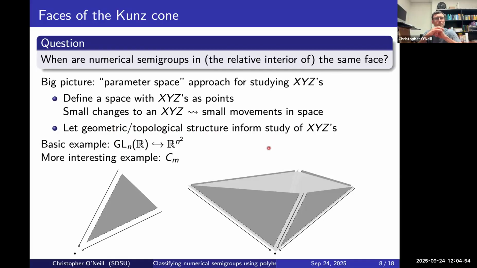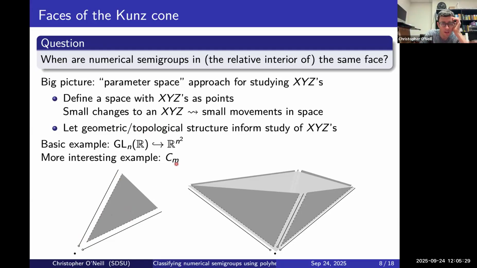Now, what's strictly more interesting, in my unbiased opinion, than real invertible matrices, is numerical semigroups. And so what can we use as a parameter space? Well, we have this family of cones we just saw, where each numerical semigroup whose smallest generator is m corresponds to a point somewhere inside of that cone. All right, what's the geometric structure? Well, if we look at the face structure, this is effectively partitioning all of the numerical semigroups whose smallest generator is m into finite pieces, right?